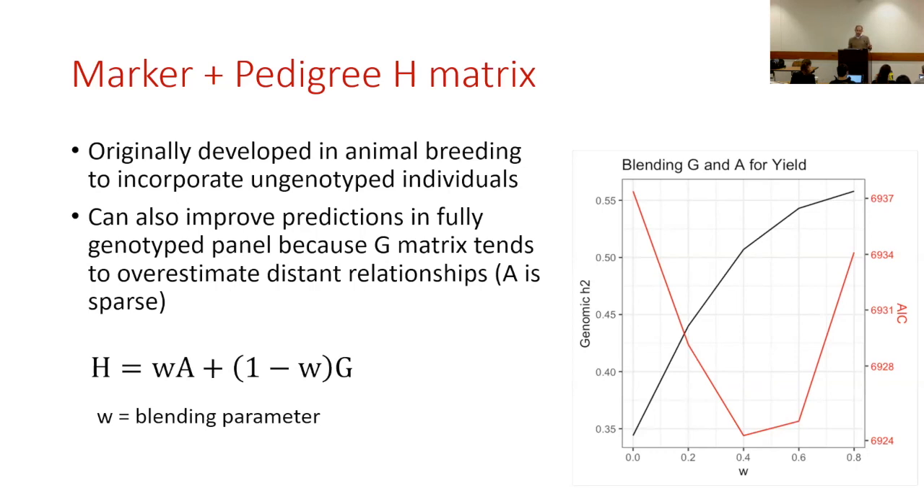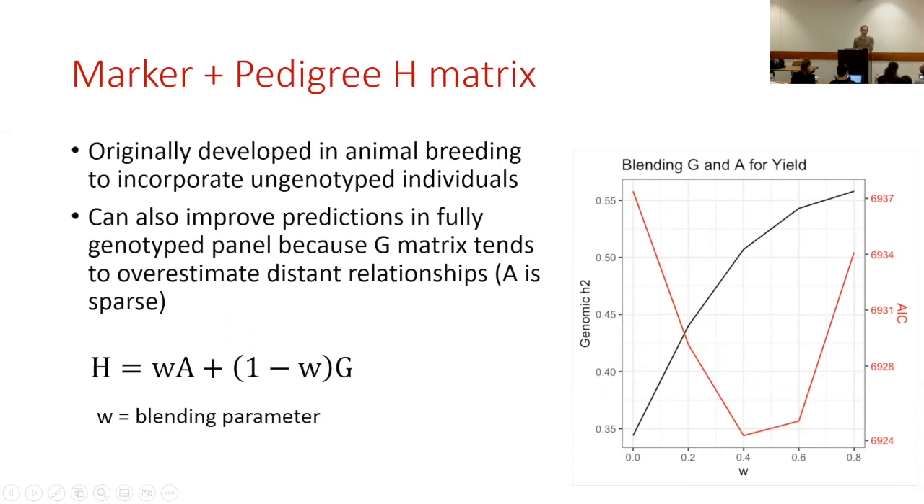In particular, the G matrix we know tends to overestimate distant relationships. It doesn't have what you would call a sparsity to it. If you think about a pedigree relationship matrix, any two individuals for which you have no known pedigree connection will have zero relationship in that cell of the matrix, but you don't have any zero numbers in a G matrix. There's always a number there. So blending these two pieces of information together helps to compensate for this quirk of the G matrix. So the formula is really this simple. It's a weighted average of the A and the G matrices.